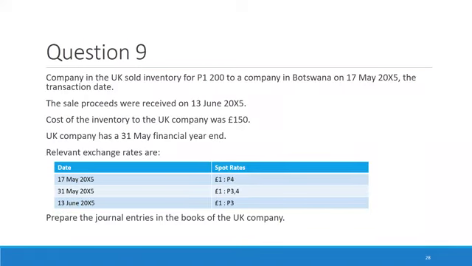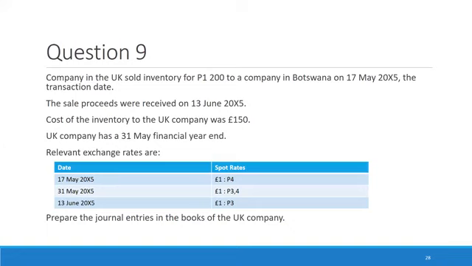Looking at question 9 from your Gripping Guard textbook, this question tells us that a company in the UK sold inventory for 1,200 pula to a company in Botswana on the 17th of May 20x5 being the transaction date. The sale proceeds were received on the 13th of June 20x5. The cost of the inventory to the UK company was £150, and the UK company has a 31st of May financial year end.